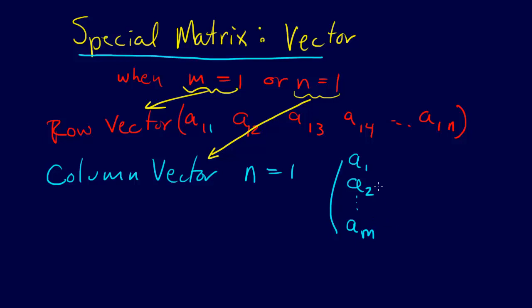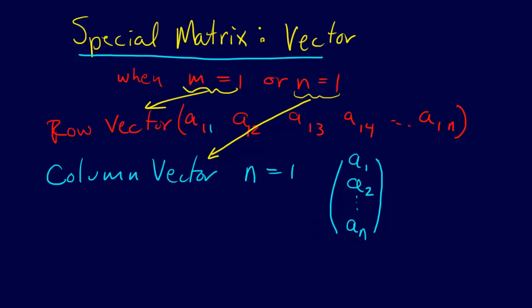No, it should be am because there are m different rows. But again, when we have a vector, sometimes we drop this one notation, and so we just call it an. I know it can be confusing, but that's what we do.